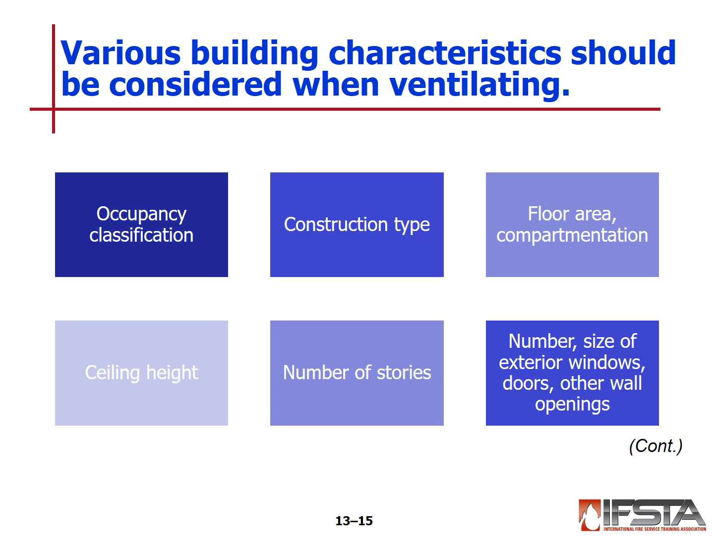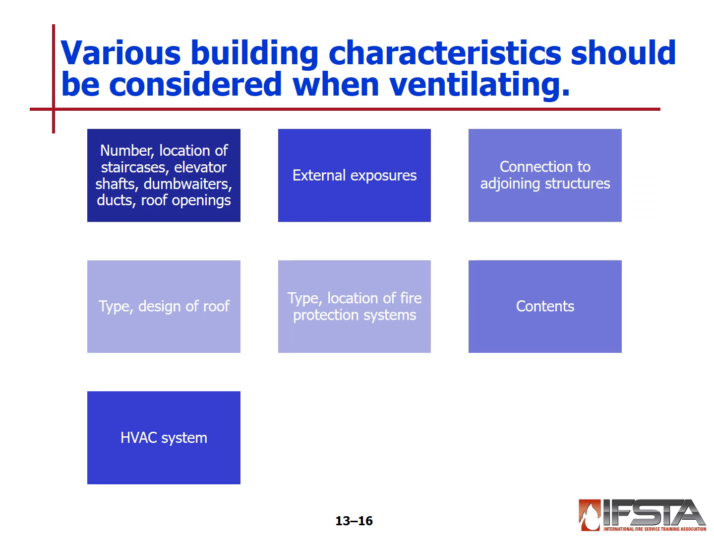We're going to look at the number and size of exterior windows, the doors, other wall openings, staircases, elevators, shafts, any dumbwaiters that may be there, ducts, and obviously roof openings. We've got to think about external exposures we may have to deal with. Once again, here we've got houses that are 5 feet apart in some areas, at least that's what it seems like. I swear that some mornings the neighbors open up the windows and shake hands and tell each other good morning.